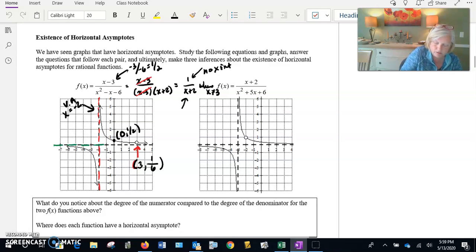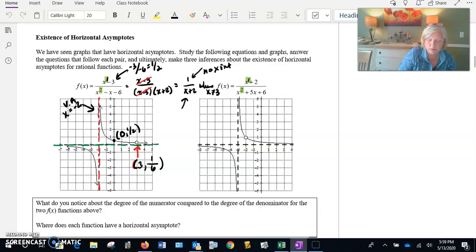And I'm just going to do this in green so we can take a look at it. Now, a couple of things that you want to notice on this. Compare the degree of the numerator to the degree of the denominator for these two functions above. When you're looking at it, you're going to see that this degree is 2. The degree up here, it's not written, is going to be 1. Same thing over here. We're going to have a degree of 2, and we're going to have a degree of 1.